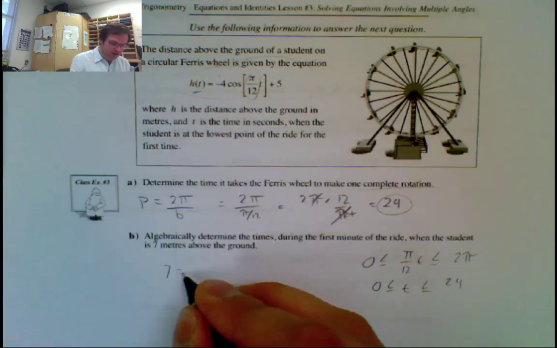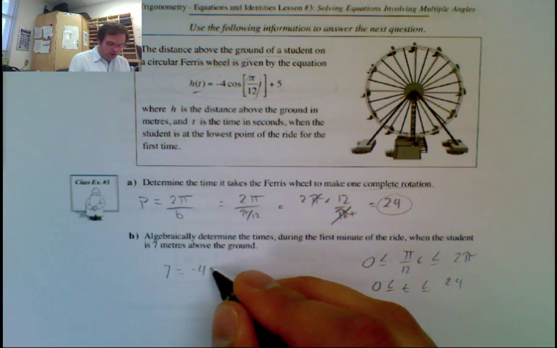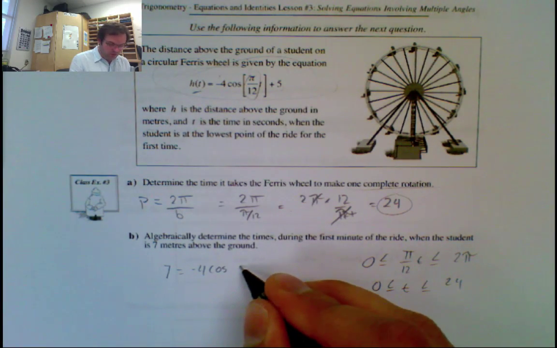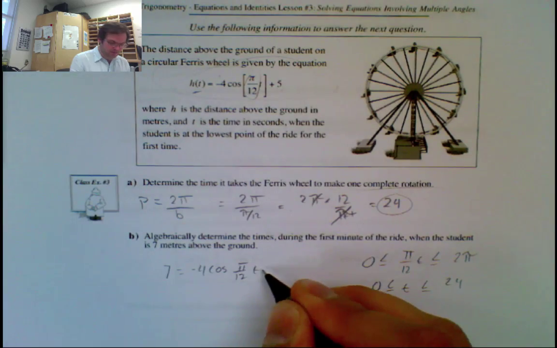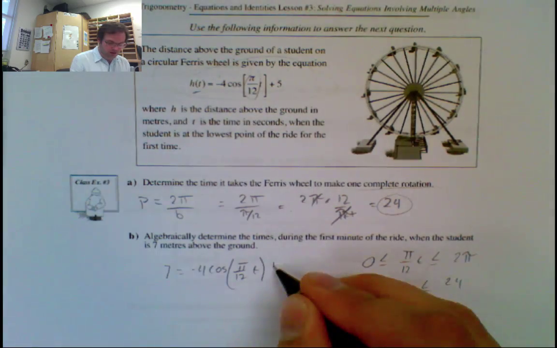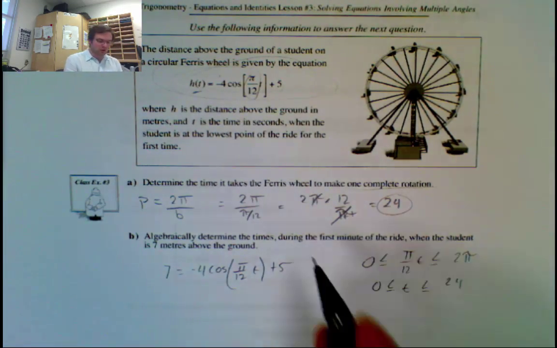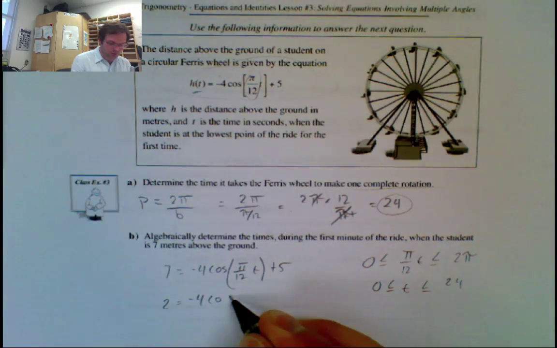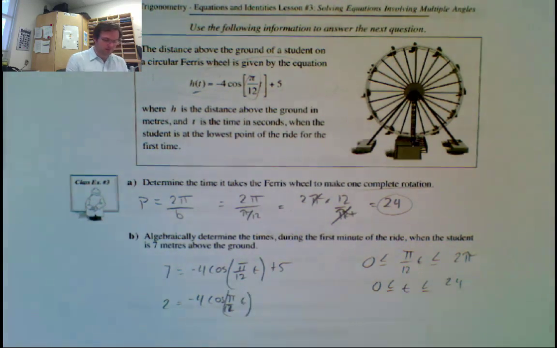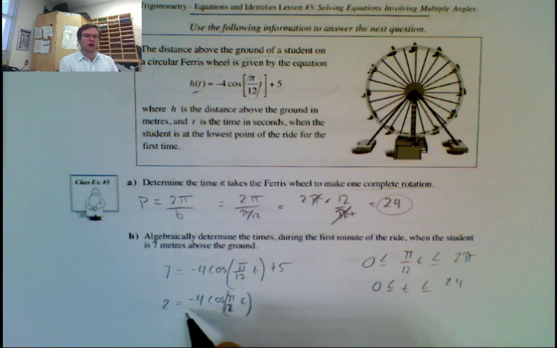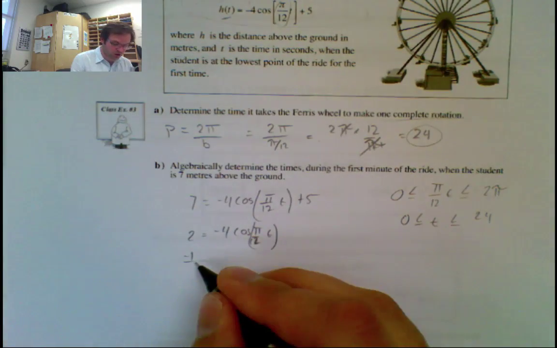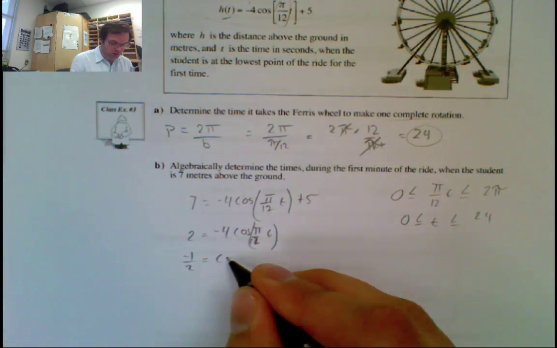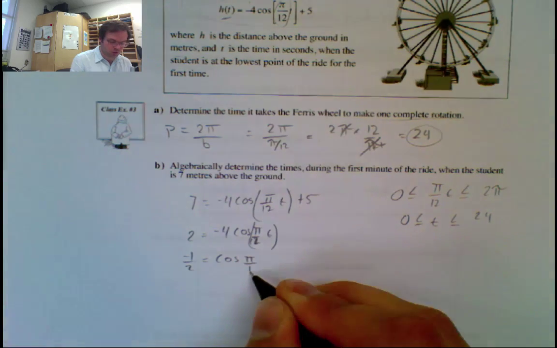So I'm going to have 7 is equal to -4 cos of pi over 12 t, plus 5. We're going to subtract 5 from both sides, so I get 2 is equal to -4 cos of pi over 12 t. Now divide both sides by negative 4, so I get negative 1 over 2 is equal to cos of pi over 12 t.